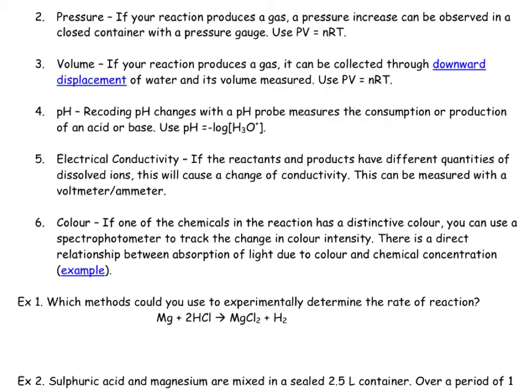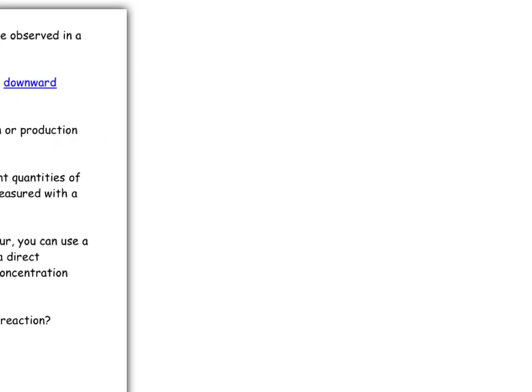Method number 3 is by tracking volume. If your reaction produces a gas, it can be collected through a method called downward displacement of water, and its volume measured. You could then use the physical properties of the gas and plug it into PV equals nRT to find out how many moles of gas were produced in a particular amount of time. Downward displacement is an interesting technique, and this is what we're going to be using for our next lab.